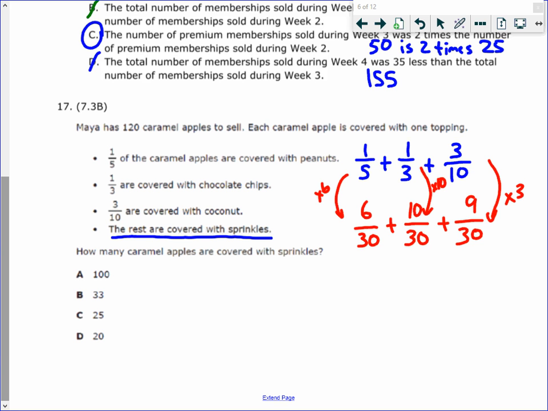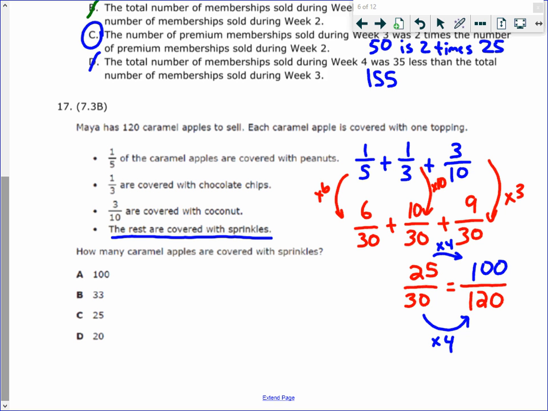And then finally, I have 6 plus 10 plus 9, and keep my denominator. So it looks like 25 over 30. And we want to know how many out of 120, because there are 120 caramel apples. Okay? So in order to figure out my proportion here, I'm going to need to multiply by 4 to get to 120. And obviously 4 times 25, that's basically 4 quarters, which is 100. But this is how many are covered with stuff. So peanuts, chocolate chips, coconut, 100 of them are covered with those.